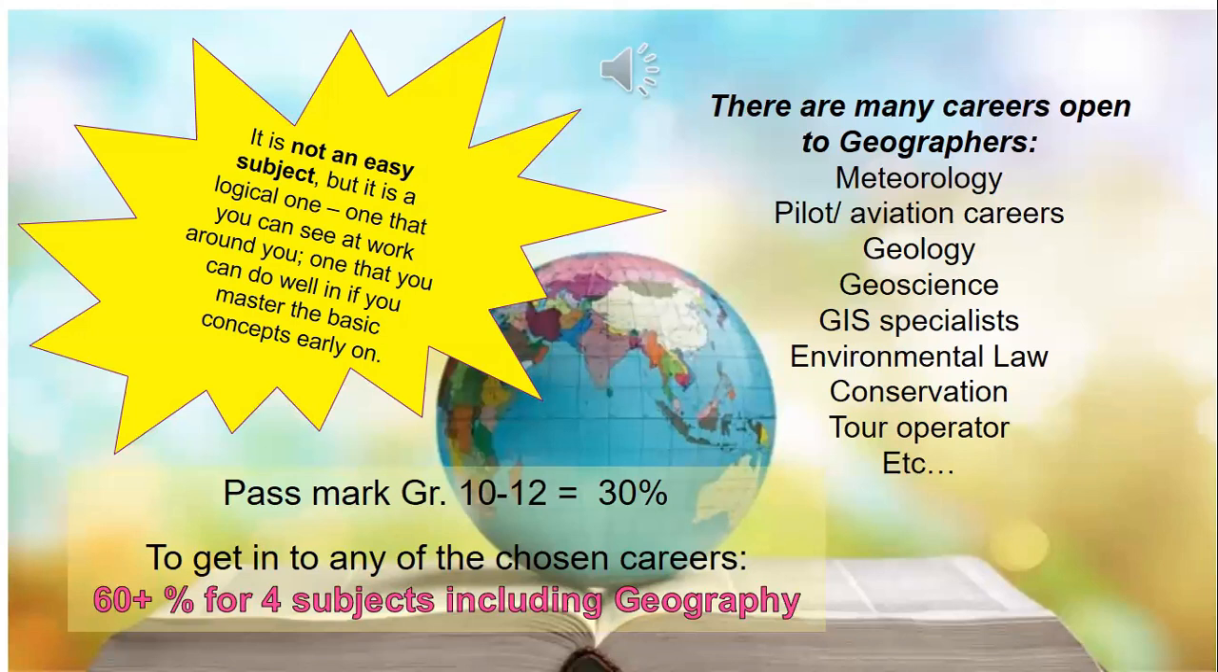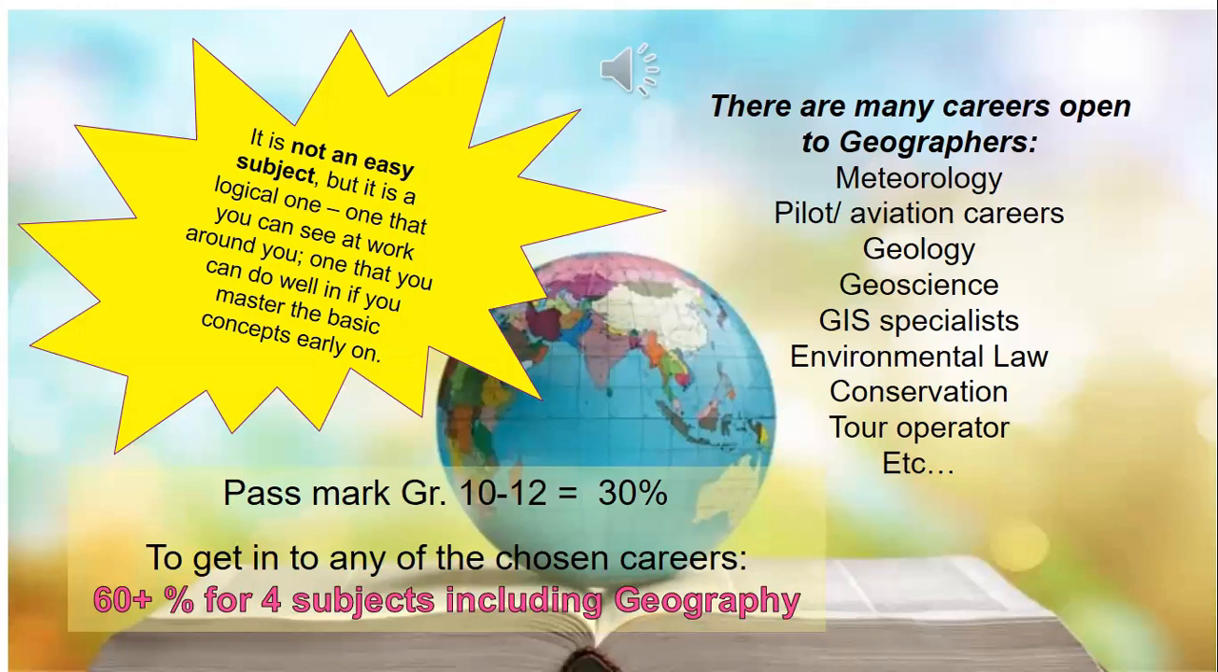And then finally, your pass mark. For geography grade 10 to 12, sadly, the pass mark is only 30%. Now, as far as I'm concerned, 30% is really quite a dismal mark, because if you know less than 70% of your work, that's really not good. But the reality is that you only need 30% to pass.